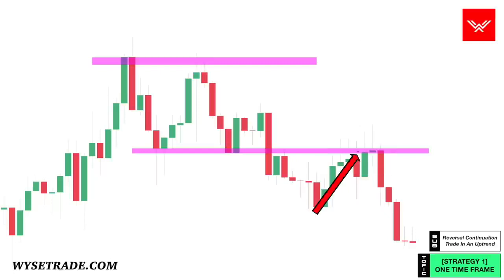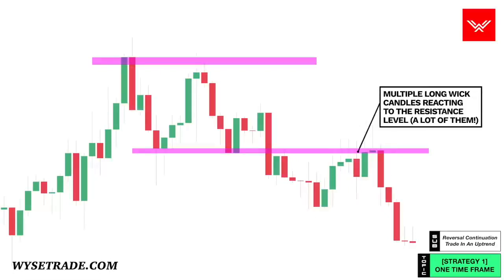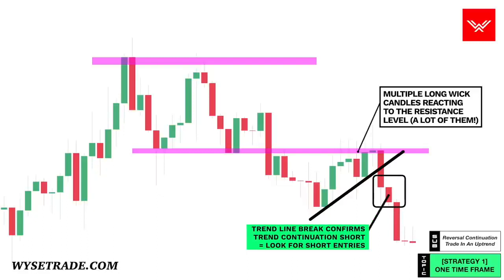Now as price pulled back, you had multiple long wick candles react to the new level of resistance that formed. Trend line placed below like this, and once you had your break, the reversal is confirmed and you would then take a trade entry short. Now going in the opposite direction.